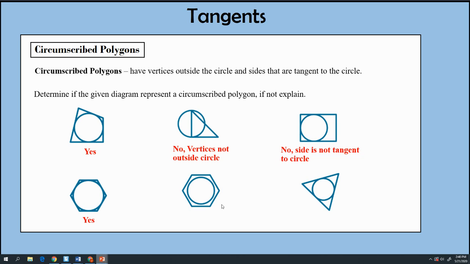This is also a hexagon. Is this one circumscribed? Well, look at the vertices. All six vertices are outside the circle. However, the sides are not tangent to the circle. And since the sides are not tangent to the circle, that is not a circumscribed polygon. And then our last one here, this triangle, that's a yes, right? All three vertices are outside the circle, and we touch on all three sides. So that is a circumscribed polygon. So if you were asked to identify these, yes or no, you can see what you're looking for.